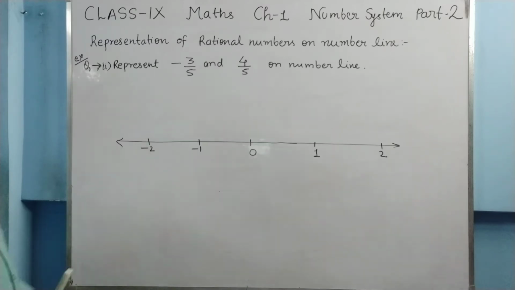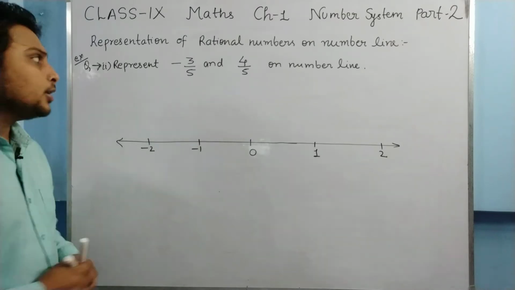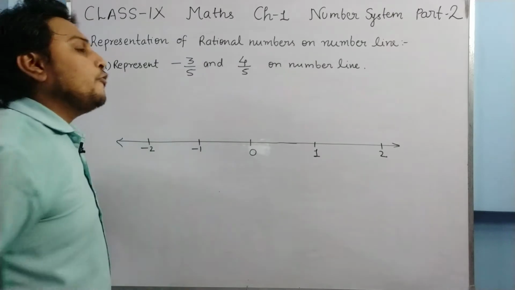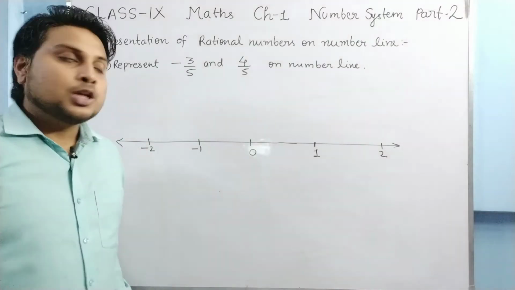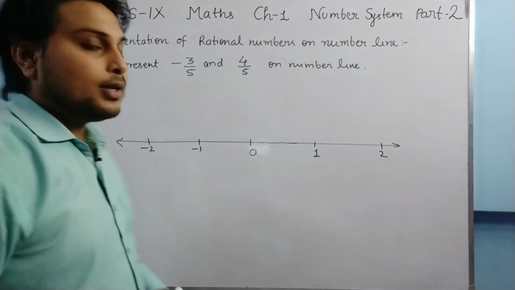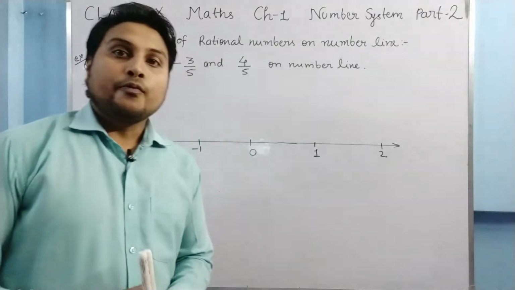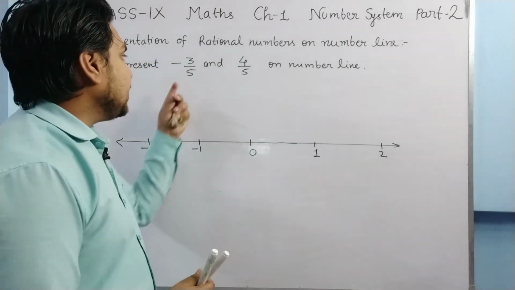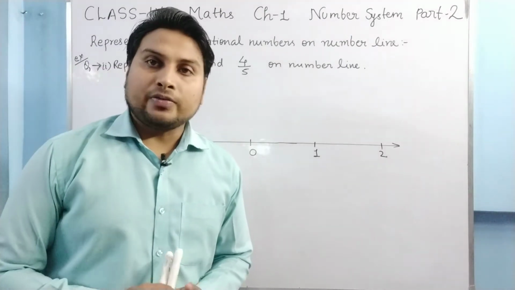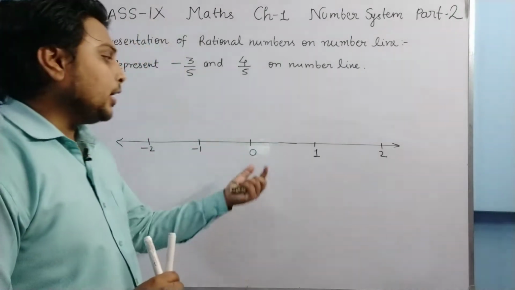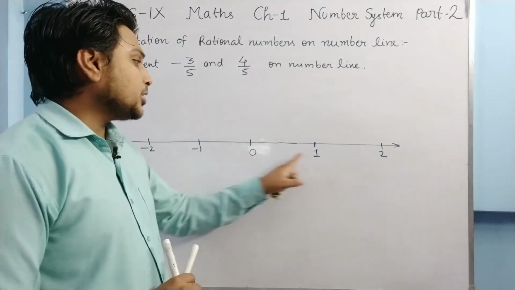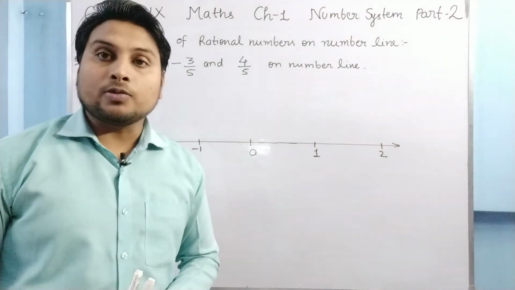Now students, one more question we'll see here. The question is: represent minus 3 by 5 and 4 by 5 on the number line. So we have to show these two numbers on the number line. This time you can see 5 is in the denominator. So we have to divide the space between the numbers into 5 equal parts.